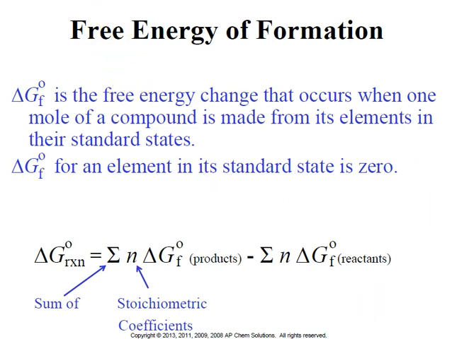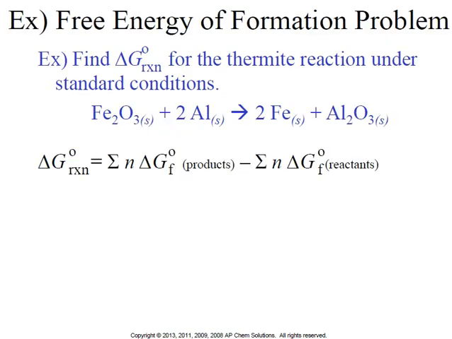These values, again, you would either be given or could just look up on a table. And products minus reactants, remember your coefficients would lead you to the response. Here it asks you for the delta G for the reaction. This is known as thermite. So you've got your iron oxide or your rust reacting with aluminum to form iron and aluminum oxide.